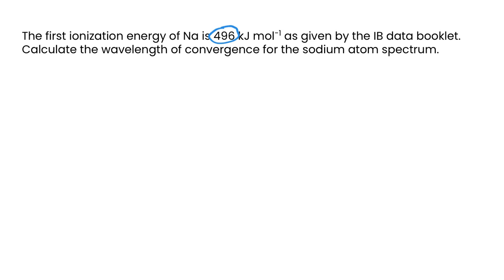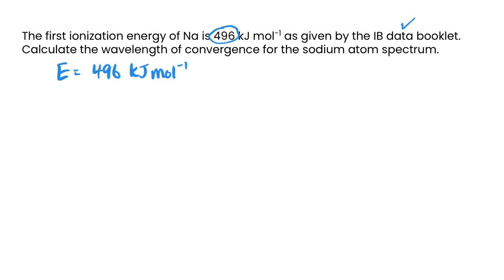And if you were to look this up in any data table, including the IB data booklet, that is what you would find on the periodic table. So we want to calculate the wavelength of convergence for the sodium atom spectrum. So we're going to work our way backwards. Right now we have an energy of 496 kilojoules per mole.